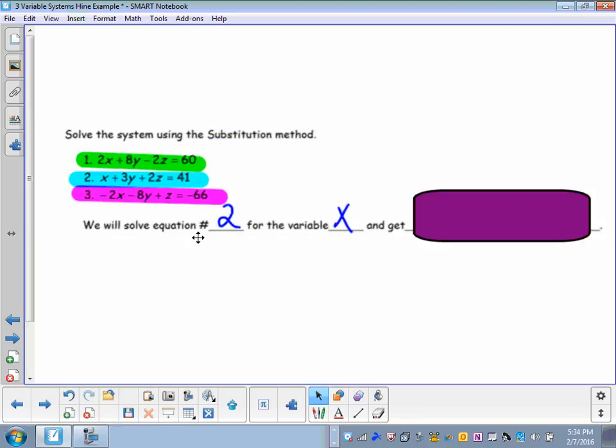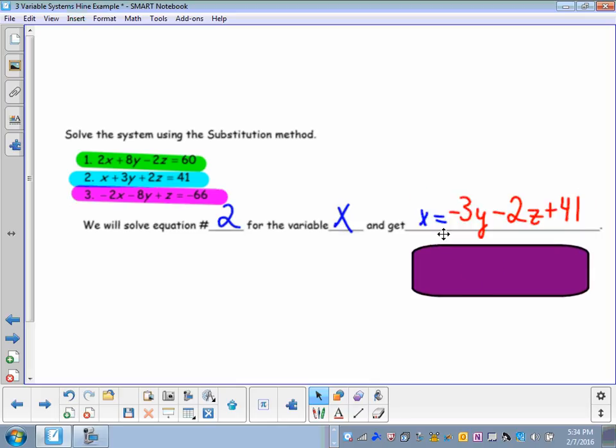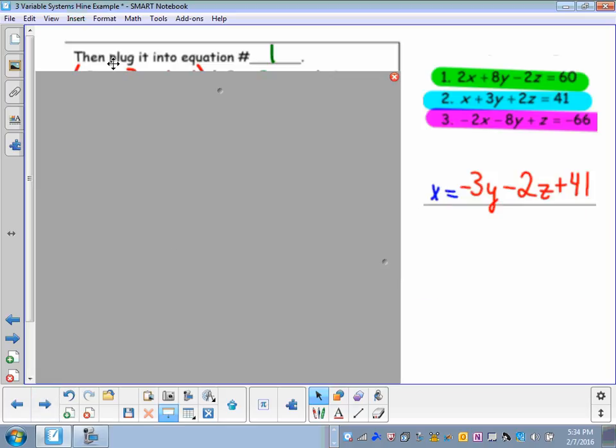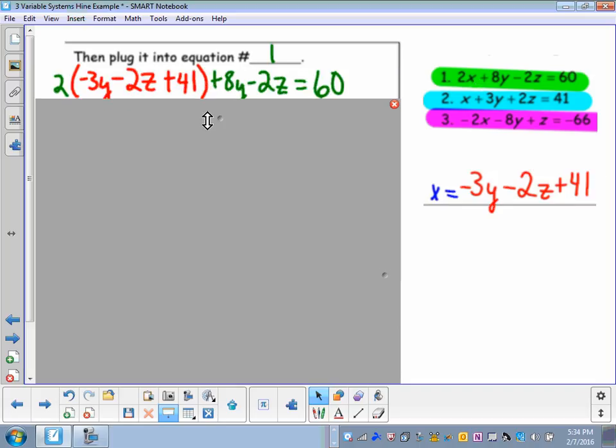So we'll solve equation number 2 for the variable x. So once I isolate x, I get x is equal to negative 3y minus 2z plus 41. Now that I've isolated x and solved for x, I can then plug this value of x back into equation number 1. So here I'm plugging the value I have for x into equation 1.